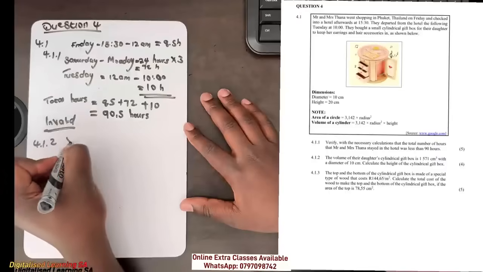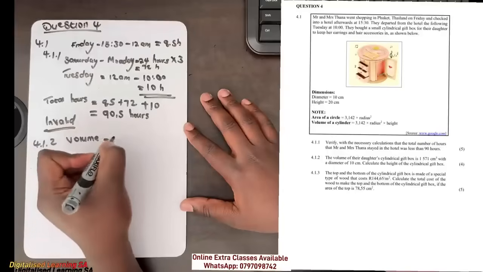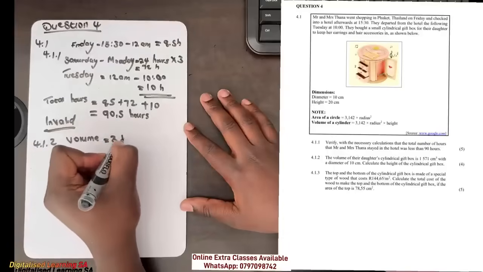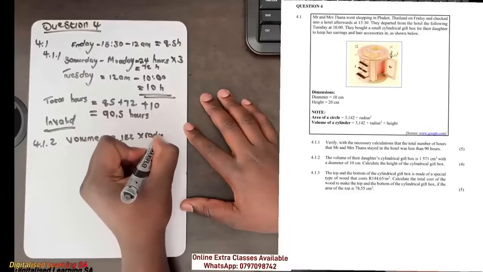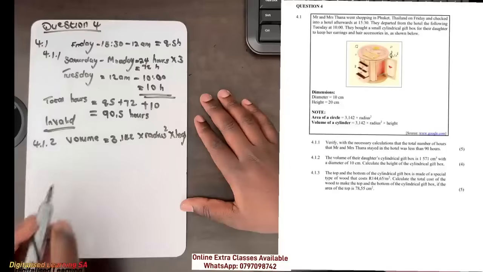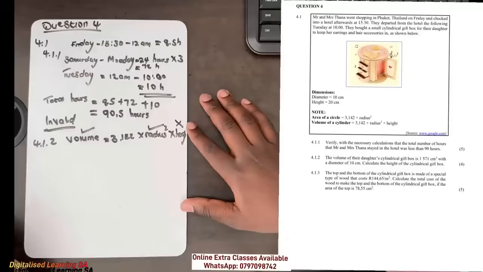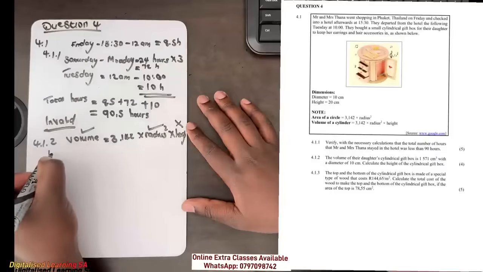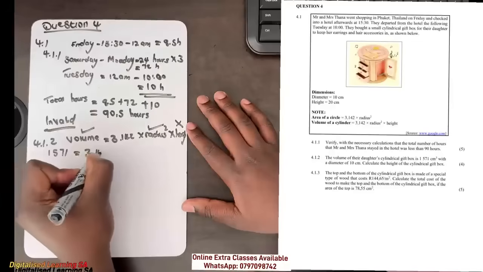So it's volume equals to our pi, which is 3.142, multiplied by our radius to the power 2 multiplied by our height. So the volume is given and the radius is given, but the height is not given. So that's what we are looking for. So the volume is 1571 equals to 3.142.